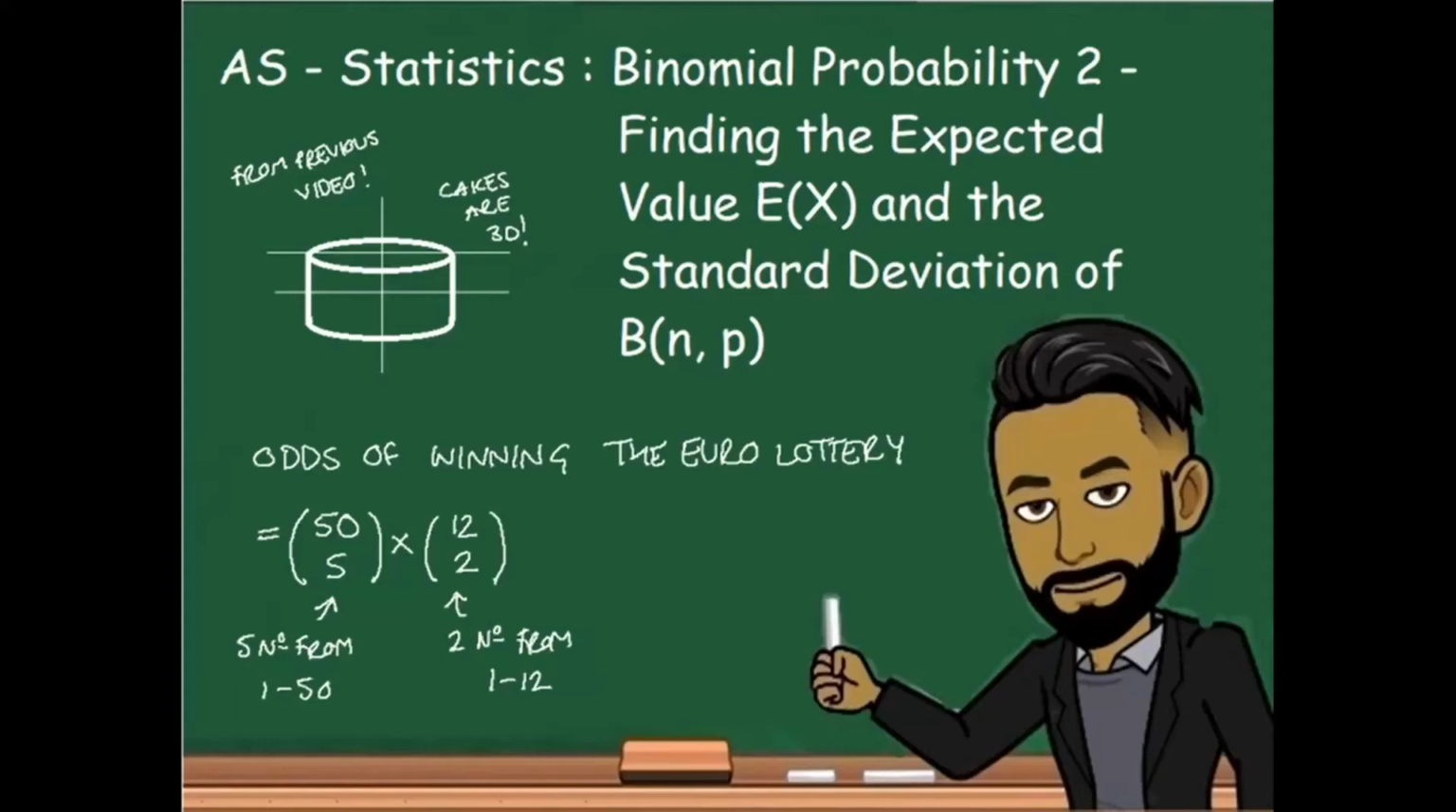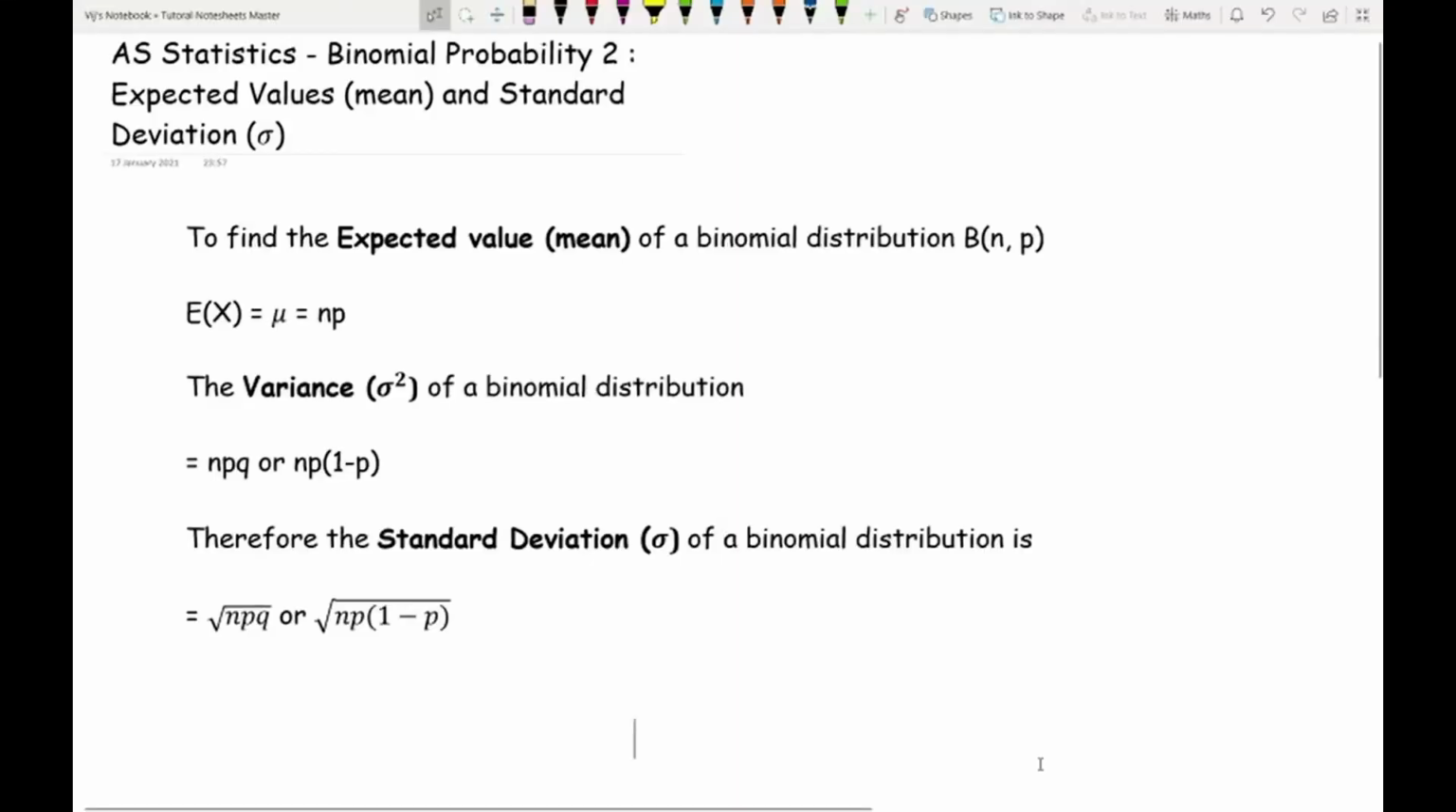So in this second video looking at binomial probability, we'll be looking at how to find the expected value of x, which is also known as the mean, and the standard deviation and variance of a binomial distribution. So continuing on from the previous video where we introduced binomial probability, one question you might get asked to find in exams or in a textbook question is to find the expected value of x, or also known as the mean, of the binomial distribution.